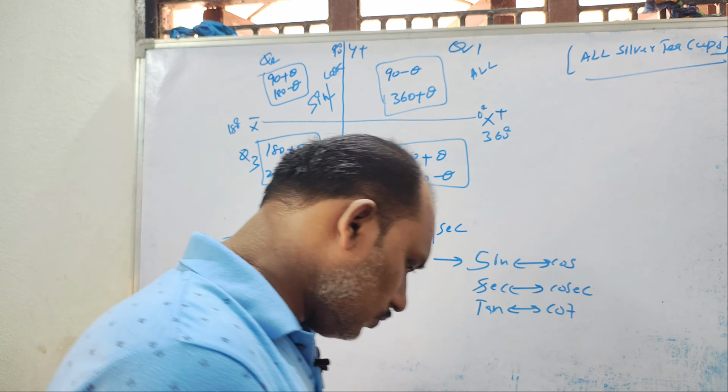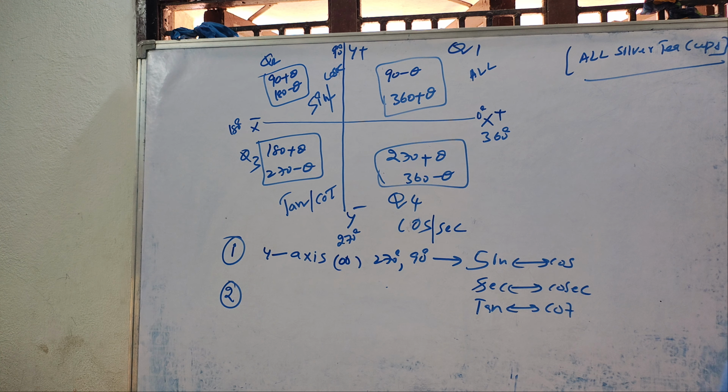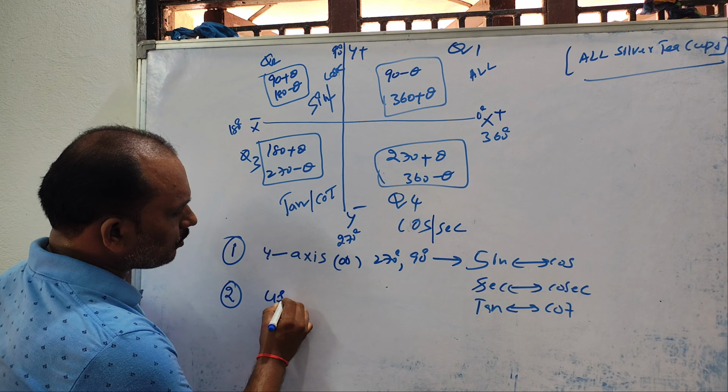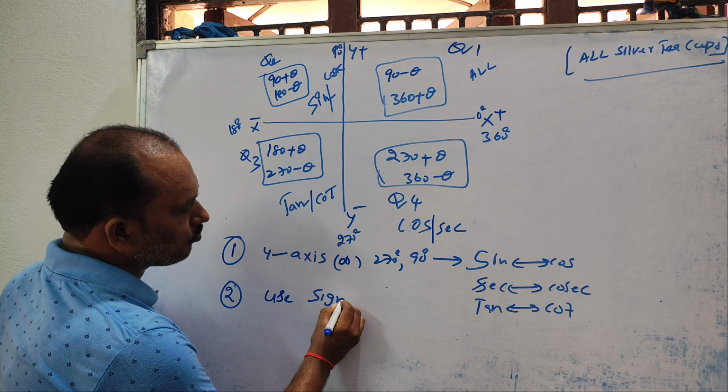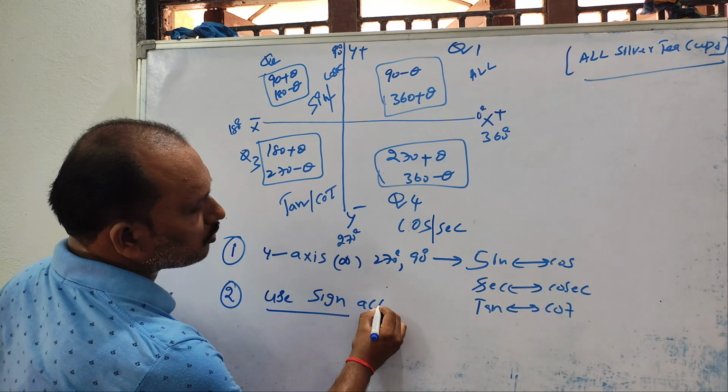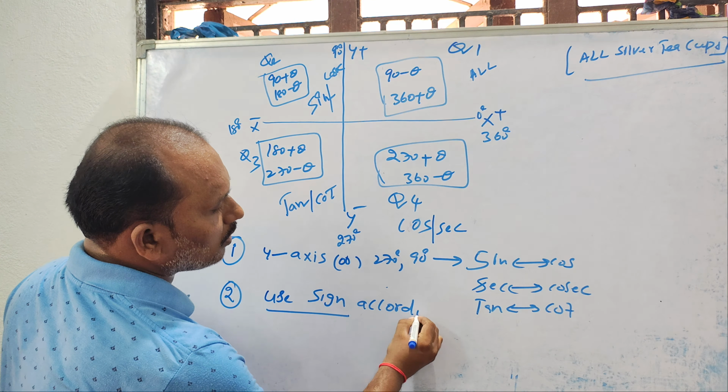Where you are there, which quadrant do we have to locate? Where is your theta position? According to the theta position, use the signs according to the quadrant: quadrant 1, quadrant 2, quadrant 3, quadrant 4. According to the quadrant, use the signs.